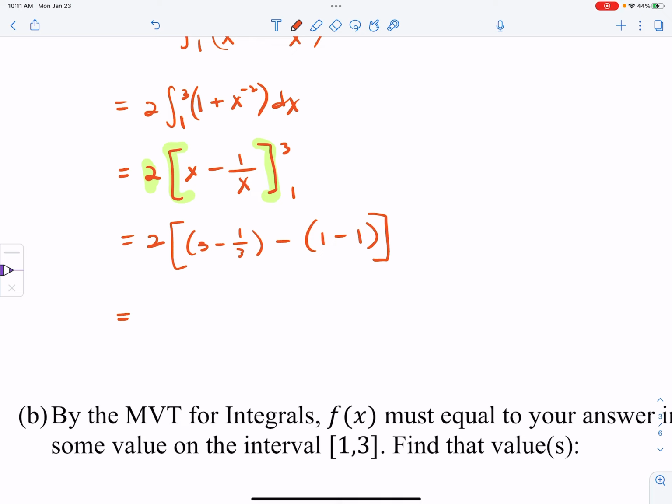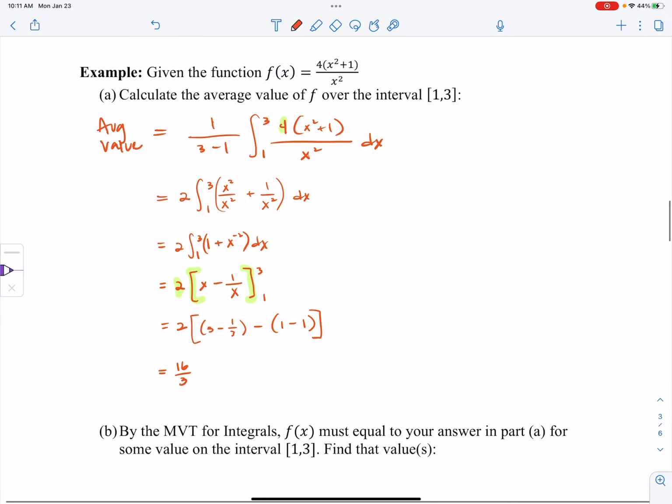Okay, so 3 minus 1/3 would be 8/3, and then minus 1 would be my 5/3. Oh no, sorry, that ends up being minus 0. So I said that was 8/3 times 2, which is 16/3. So the average value of f on the interval from 1 to 3, so the average output, the average y value on the interval from 1 to 3, is 16/3.